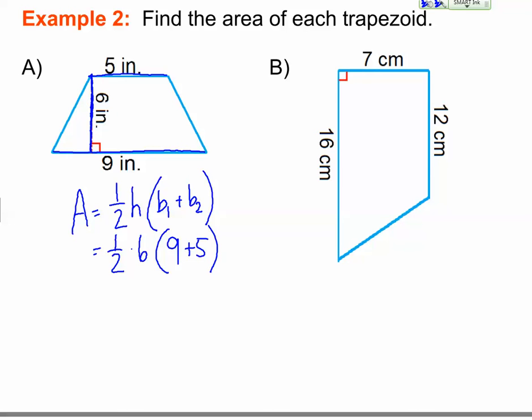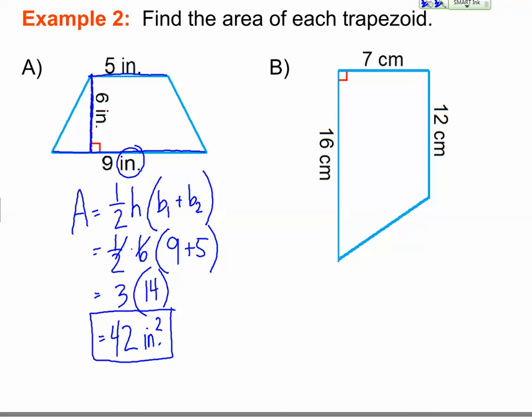Okay, Panthers, let's use some associative property here. 1/2 of 6 is 3. Follow your order of operations. In parentheses, I have 9 plus 5, which is 14. 3 times 14 is 42. We look at our units. Because we're dealing with area and we have inches times inches, this is going to be square inches. And you have your answer.